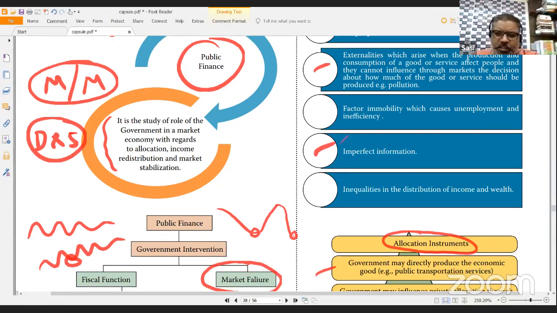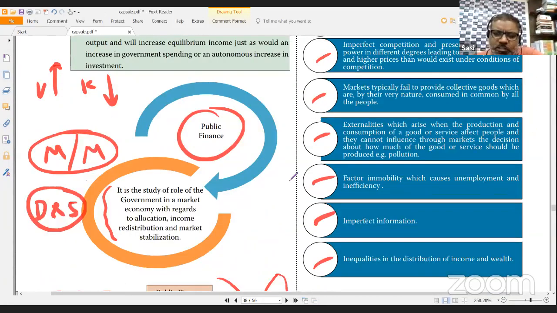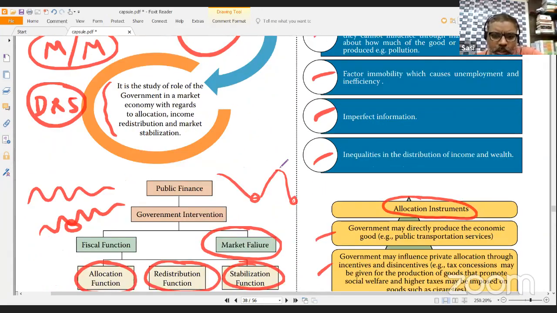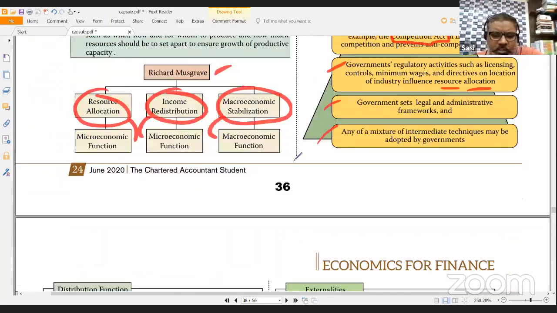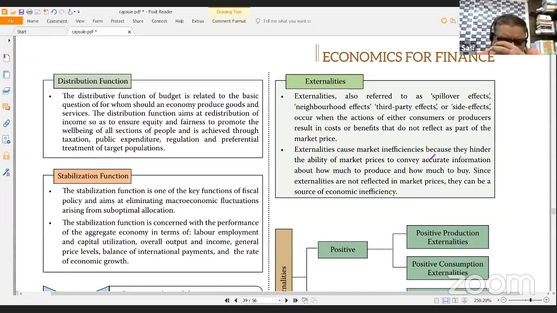Imperfect information is a very important reason because of which government intervention is also required. And factor immobility and inequalities in the distribution of income and wealth are the results of majorly a market economy. So government has to interfere because of these things. Simply speaking, in one word, since market failure is inevitable, government intervention is also inevitable. That is the role of government in a nutshell, we can say.